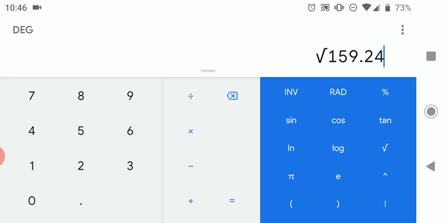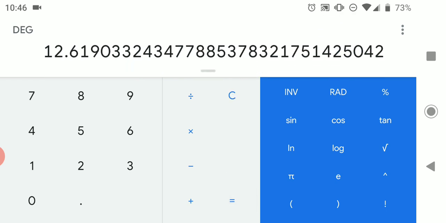159.24. I put the square root in first on this one. We do that on our calculators at school, but mine at home is the opposite, so I get a little confused. That gives me 12.619 and so on. I'm going to round to the nearest hundredth in this case. The hundredth is a 1, the thousandth is a 9, so that's going to round up to 12.62.